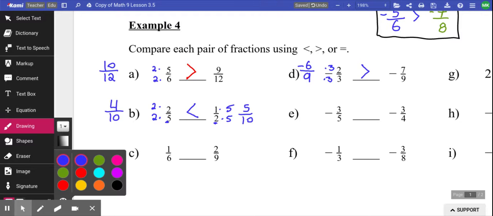So the negative 6 over 9 is greater. Yeah, negative 6 over 9 is greater than negative 7 over 9. Yep. So the lowest number is greater. Yep. When it's negatives. Yeah.